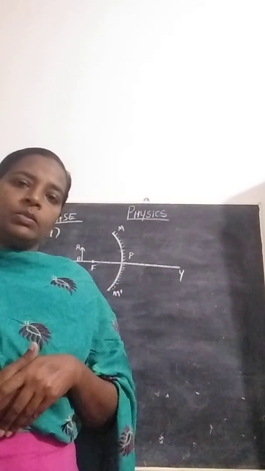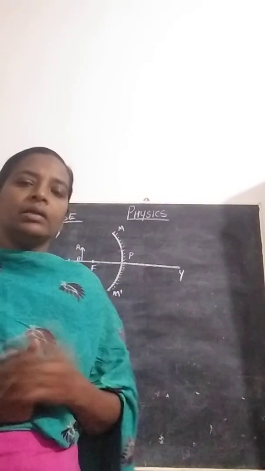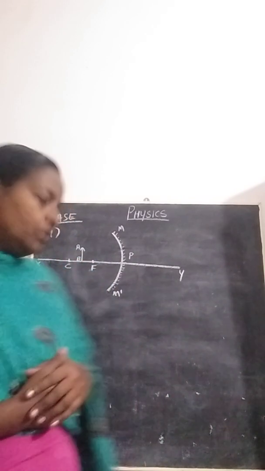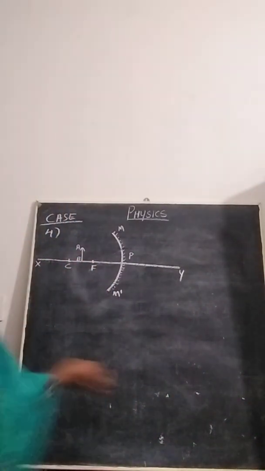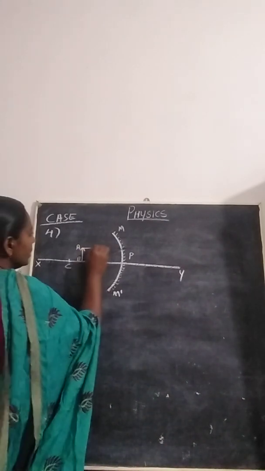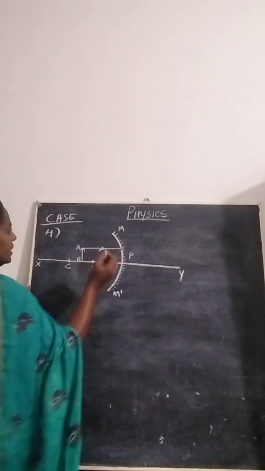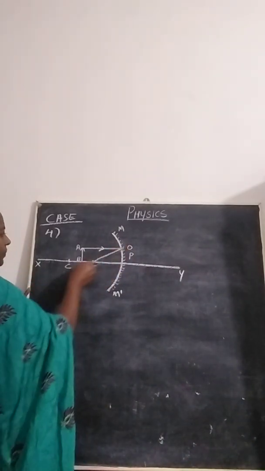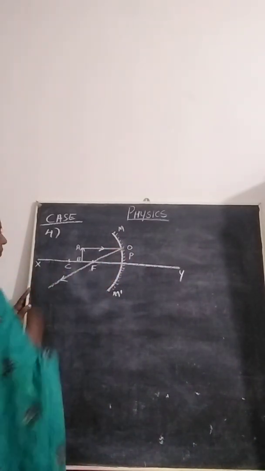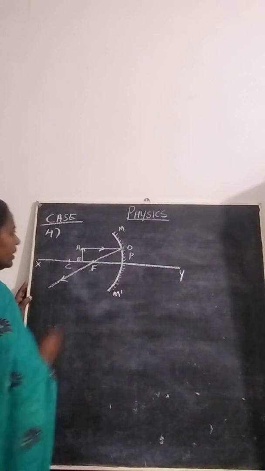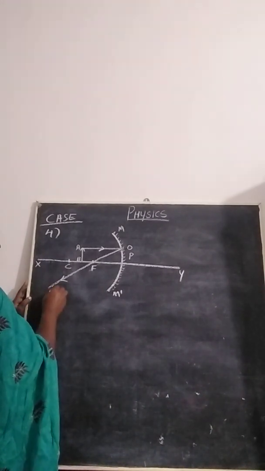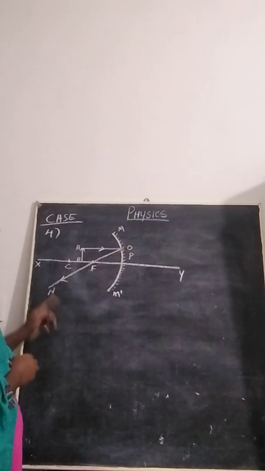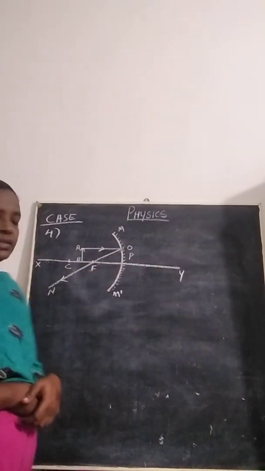One is parallel to the principal axis, and the other incident ray is passing through the center of curvature of the mirror. So this is the ray that is parallel to the principal axis. This is the direction of the incident ray that strikes the mirror at a particular point O, and this is the ray after reflection. This is the reflected ray from the first incident ray. So I can name this as N. AO is the first incident ray, and ON is the reflected ray of that incident ray.